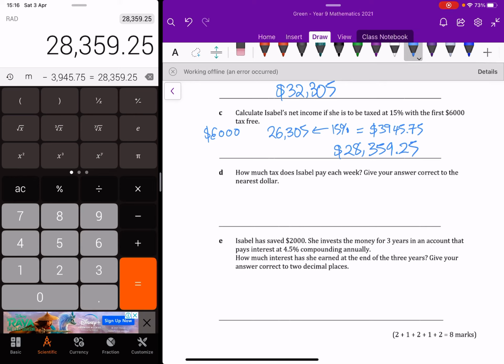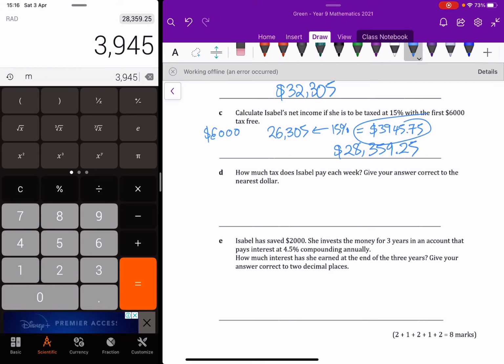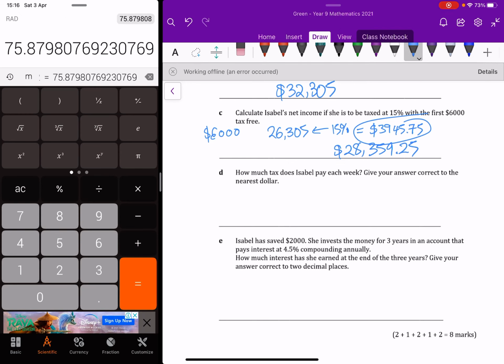So how much tax does she pay each week? So I'm just going to divide this number by 52. So 3,945.75 divided by 52. You have to keep that previous number and give your answer correct to the nearest dollar. So it's 75.87 and so on, which is $76 a week that she pays.